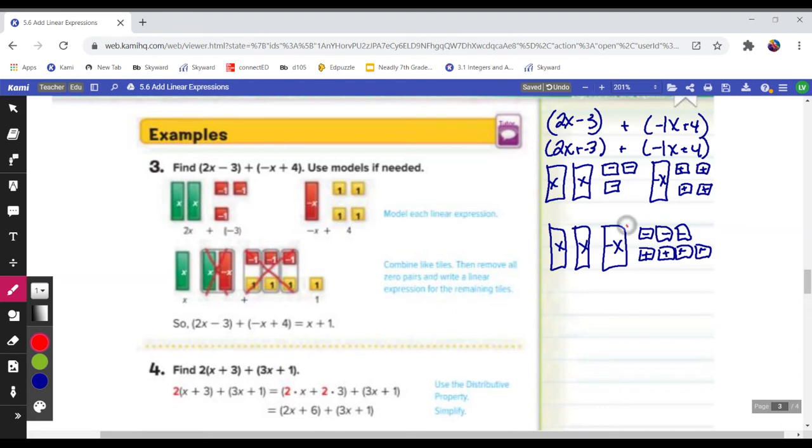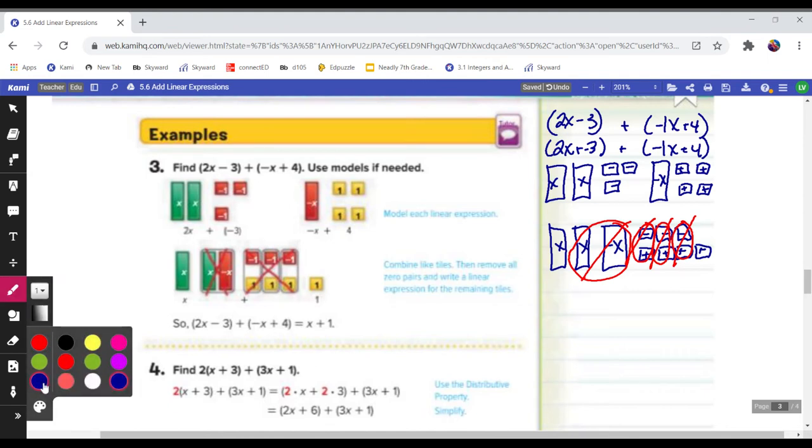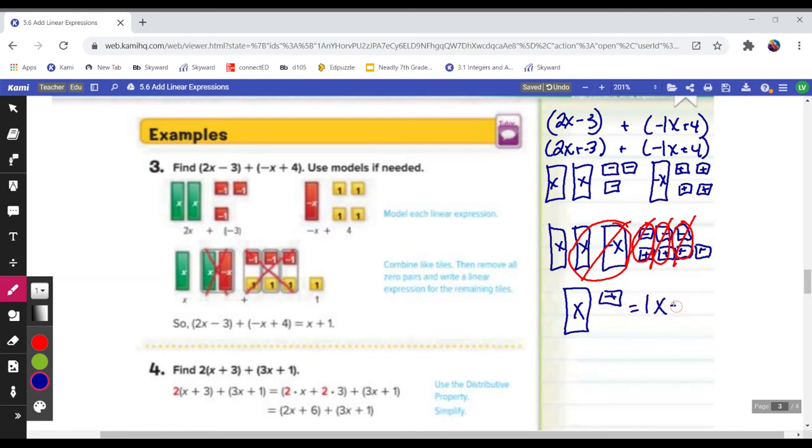So if you noticed, x and negative x are 0 pairs, so I'm going to cross that out because it becomes 0. Negative and positive becomes 0. Another negative and positive becomes 0. Negative and positive one becomes 0. So now I'm going to rewrite what I have left. X and a positive 1. So that means I have 1x plus 1, or you could write it as x plus 1. Both of these are appropriate answers.